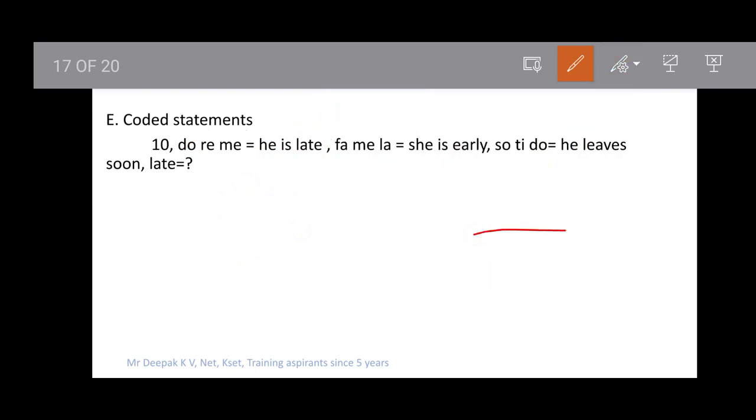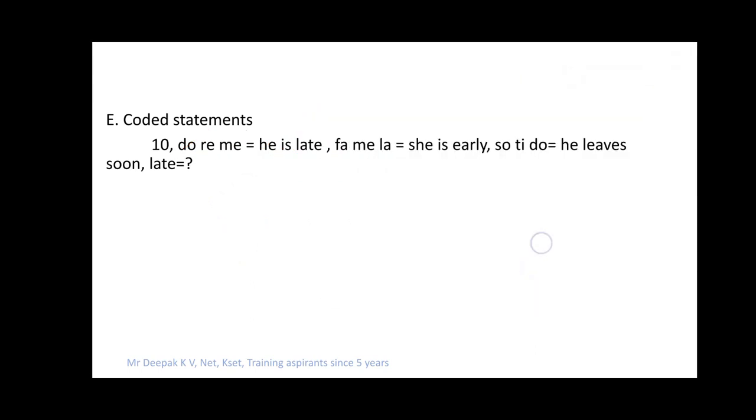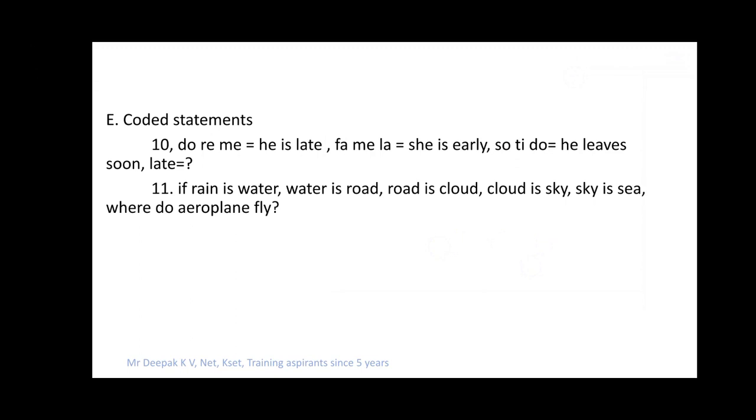Let me go for the next question. If rain is water, water is road, road is cloud, cloud is sky, sky is sea, where do aeroplanes fly? Usually we know the aeroplane flies in the sky itself, but here the sky is called something else, and that is what matters for us. So sky is called "sea" here, and that is why our answer should be C.